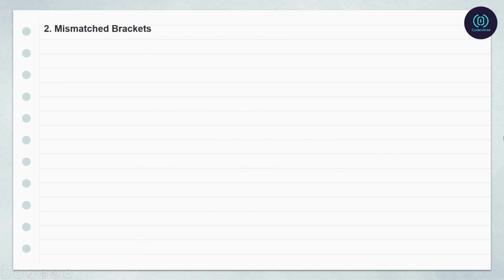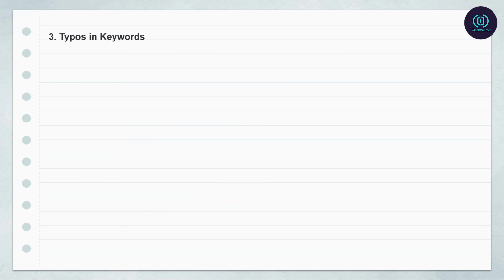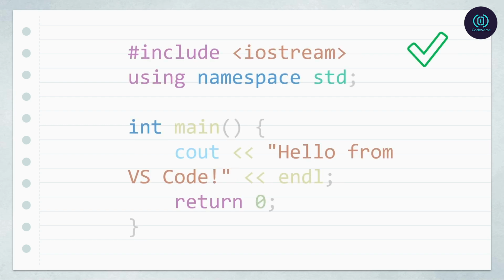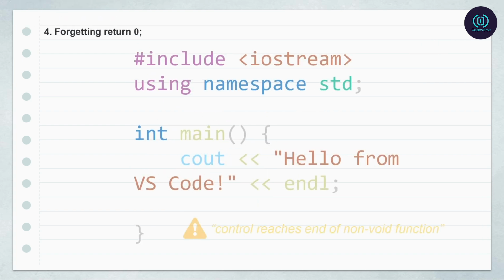Opening a curly brace without closing it properly. That breaks the structure of your program. Always make sure every curly brace has a matching one. Accidentally typing include E instead of include, or writing cout T instead of cout. The compiler won't recognize it, and it'll throw an error. Forgetting return 0 at the end of main isn't always fatal, but in some compilers, it might give a warning. It's a good habit to always include it.